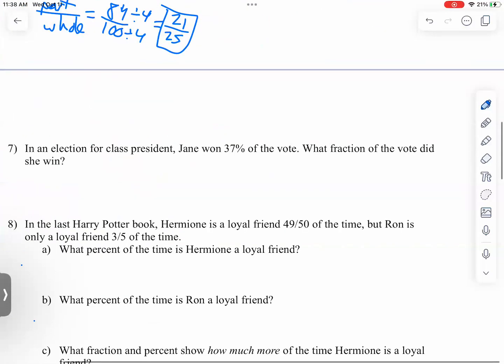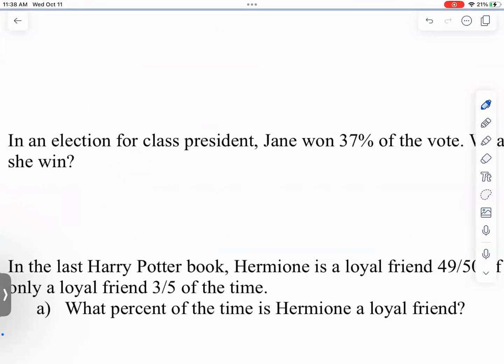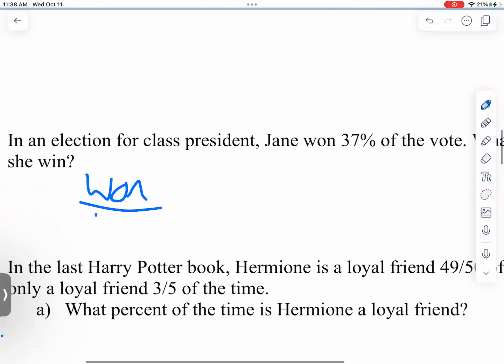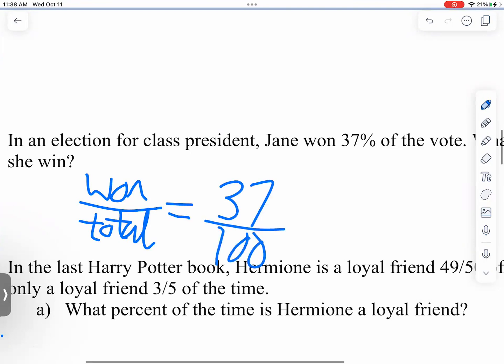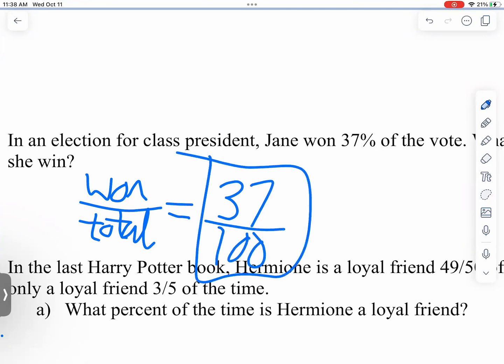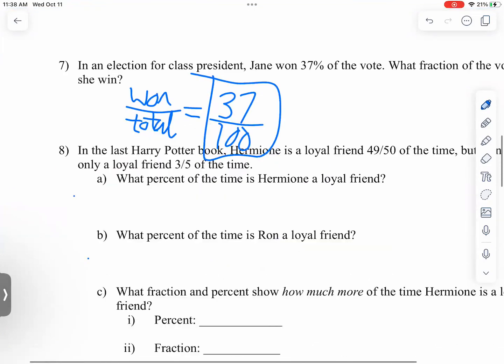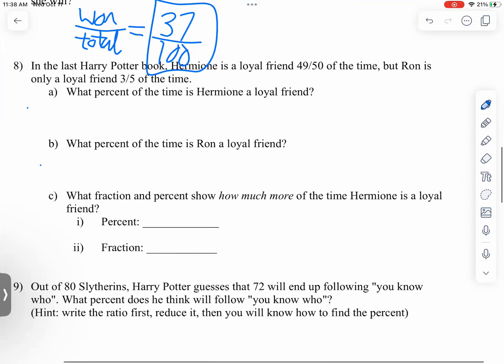All right, in an election for class president, Jane won 37% of the vote. What fraction of the vote did she win? So here we have what she won out of the total, and percent is out of 100, and 37 is prime, and it doesn't go into 100. So that's the answer. All right, now let's go with here's the somewhat more challenging ones.